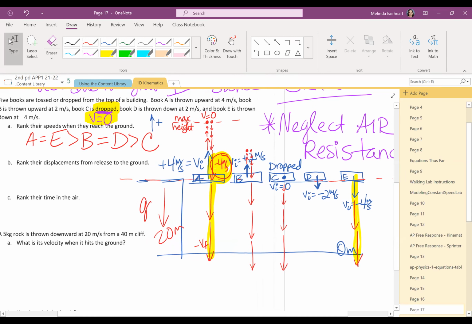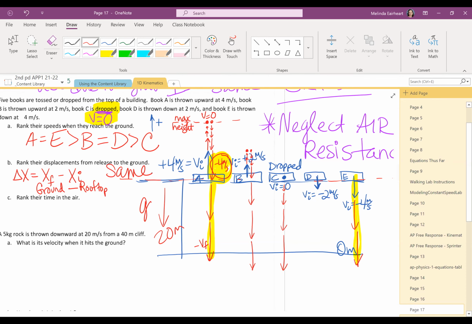Rank their displacements from release to the ground. First, define displacement. Change in position, be more specific. Final minus initial. Where does every ball, book, whatever it is, land? On the ground. So we have ground, 0 meters, minus where they all begin: the rooftop, 20 meters. 0 minus 20, everybody has the same displacement. The distance that they cover is different.